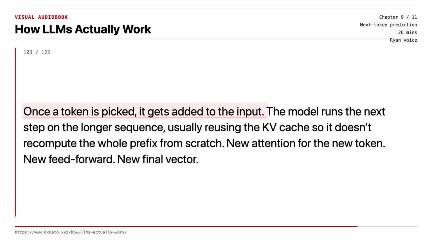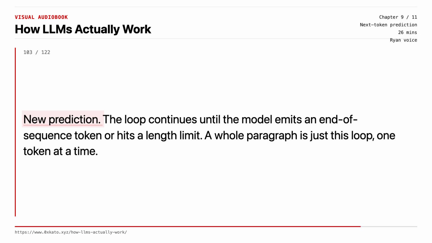Once a token is picked, it gets added to the input. The model runs the next step on the longer sequence, usually reusing the KV cache, so it doesn't recompute the whole prefix from scratch. New attention for the new token, new feedforward, new final vector, new prediction. The loop continues until the model emits an end-of-sequence token or hits a length limit. A whole paragraph is just this loop, one token at a time.